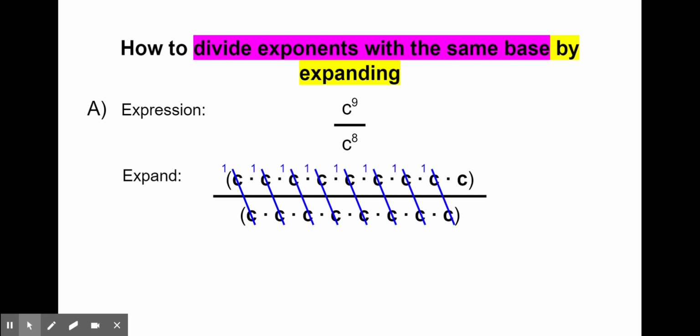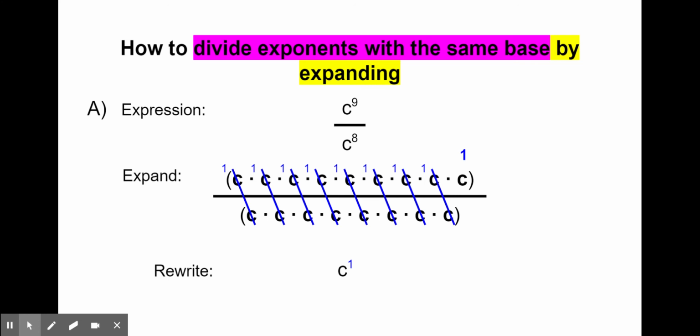Again, we'll have c divided by c, which cancels out to be 1. All right, and then we can continue to do that until we run out of c's, where we have a matching pair from the numerator and another c in the denominator. So from here, we're left with just the one c at the end. So we can write our expression again as c to the 1st power, right? We have just one c left.